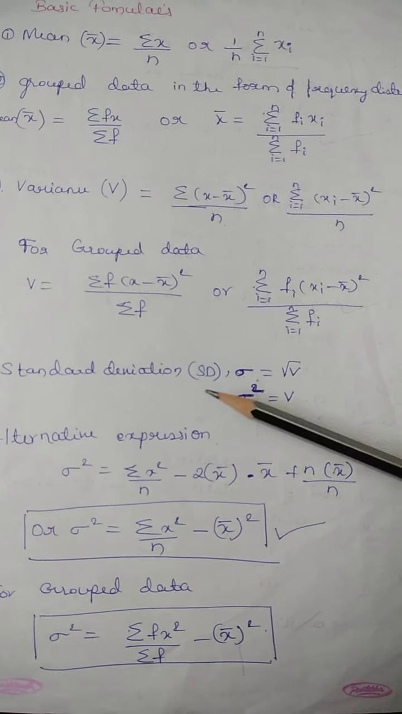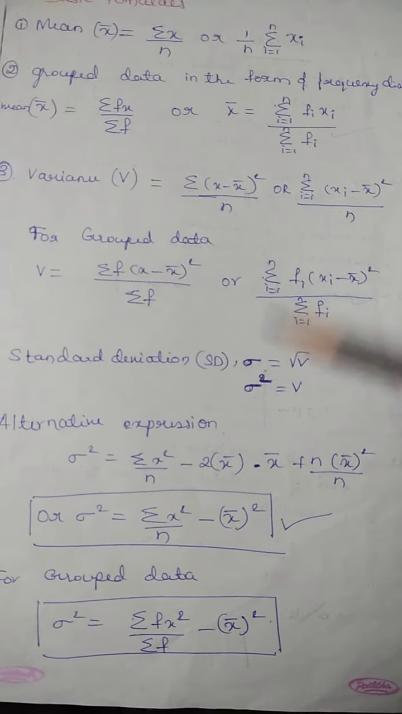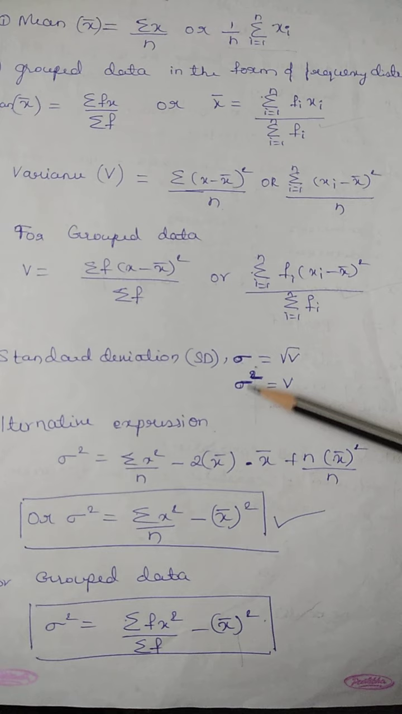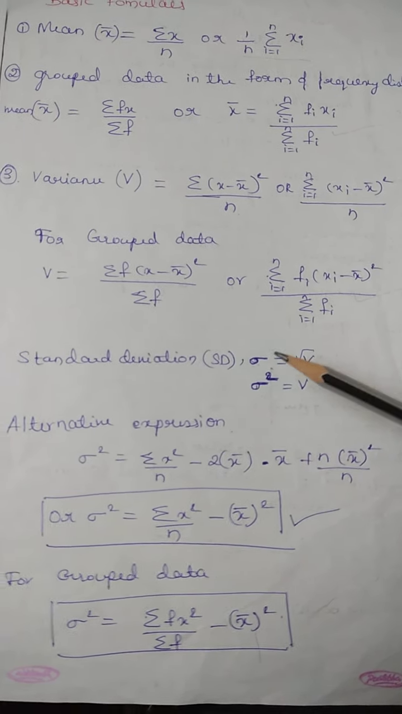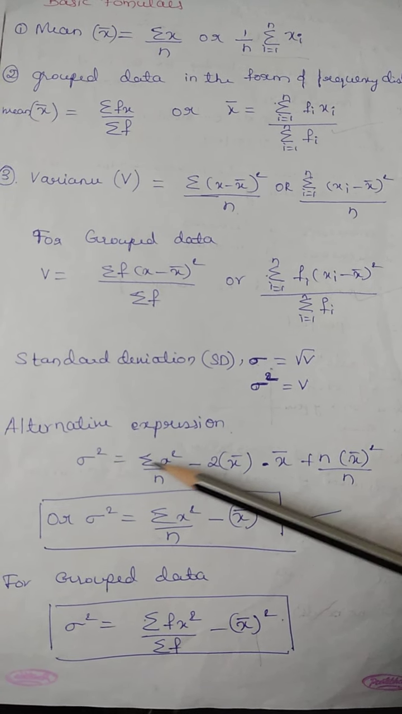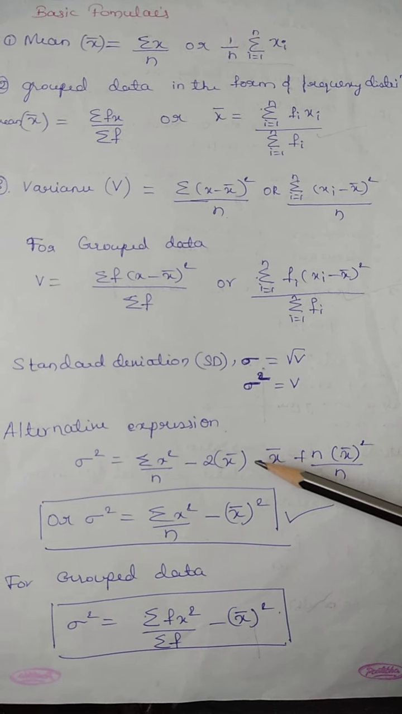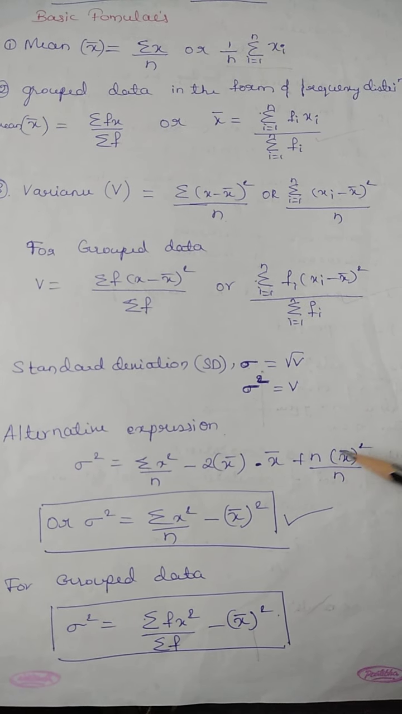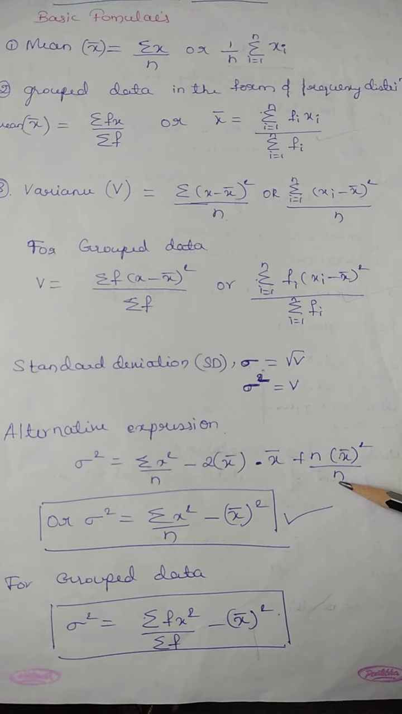Okay. Then standard deviation, it is denoted by sigma, that is equal to root of the variance, or we can write sigma square equal to V. So alternative expression for the standard deviation is sigma square is equal to summation of x square upon n minus 2 x bar into x bar summation of x plus n into x bar whole square divided by n.